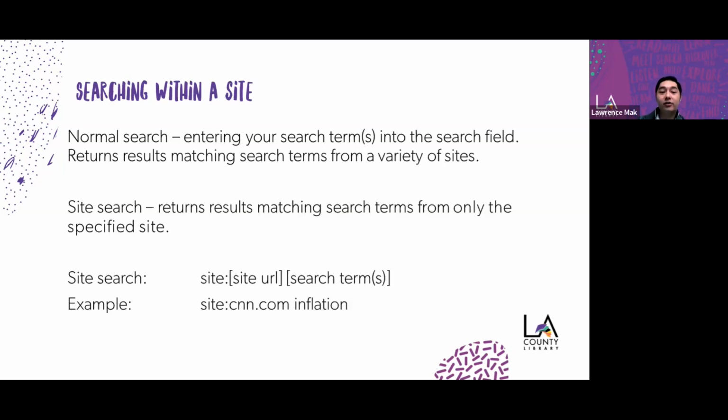Now, however, site search returns results matching the search terms from only the specified site. You can see an example of the syntax there. To do a site search, you would type in site: and then the URL, and after that, the search terms you would like to look at for that site. For example, here, I only want to search CNN.com. I only want some news from this site about inflation, which is a pretty popular topic recently.